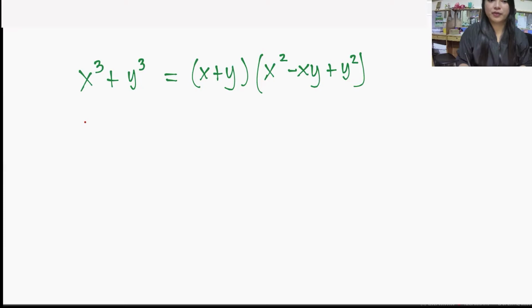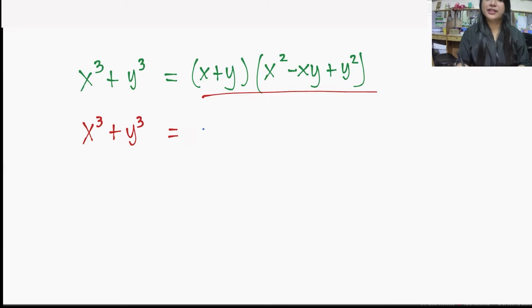So first, I'm going to illustrate how these two factors arrive. We have x cubed plus y cubed. The first step to get the first factor, x plus y, is to get the cube root. So what is the cube root of x cubed? That would be x. And what is the cube root of y cubed? That would be y. Remember, this is addition.